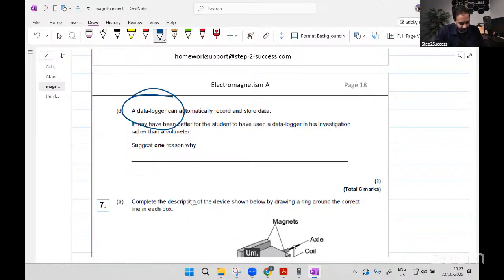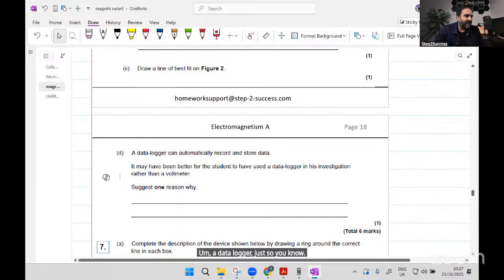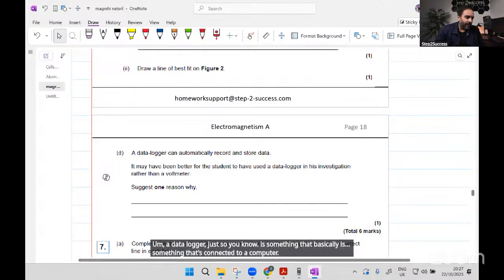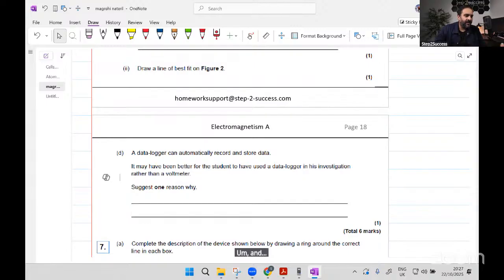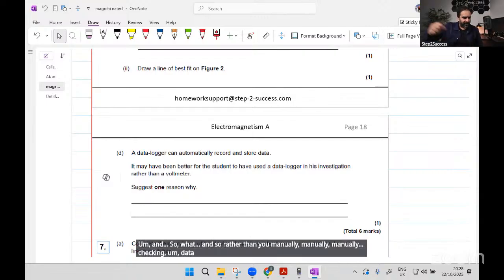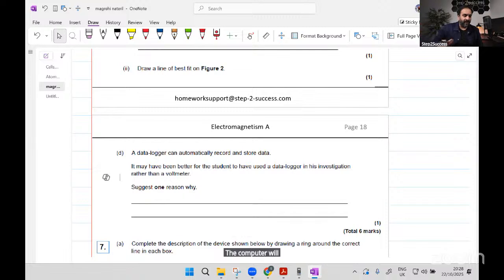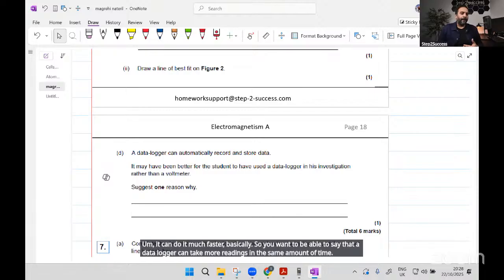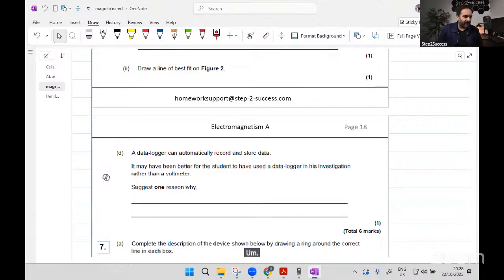A data logger, just so you know, is something that is connected to a computer. So rather than you manually checking data when you're doing an experiment, the computer will do it by itself, which means it can take much more readings. It can do it much faster, basically. So you want to be able to say that a data logger can take more readings in the same amount of time, essentially. So that's kind of it, because it's just a computer doing it all for you.